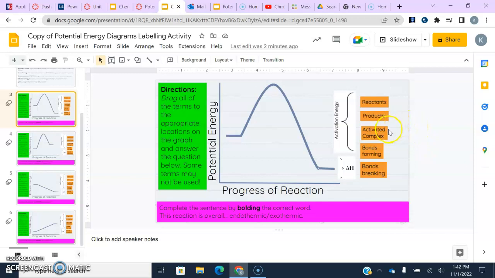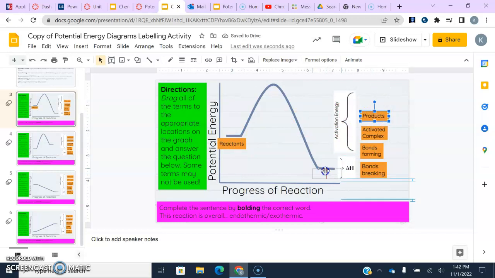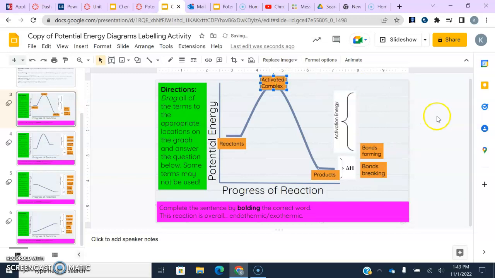We know that our reactants go into the reaction, right? So we start with reactants and we end with our products. Our activated complex is that intermediate as we get about halfway through our reaction. It's that intermediate complex that's going to go right in the middle here at this peak.